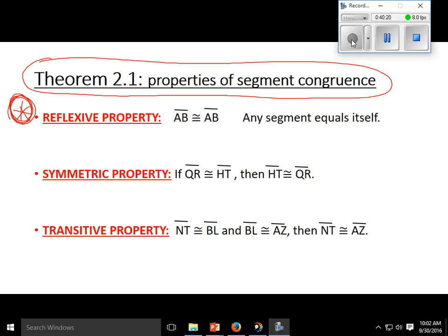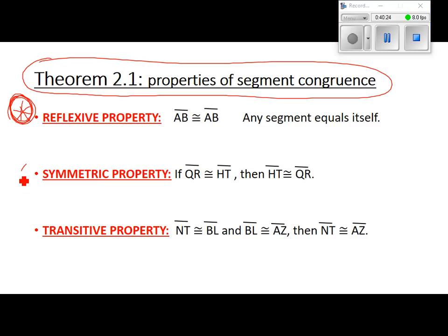Reflexive property again says anything equals itself. What does the symmetric property do? Everything is flipped. You just flip the two sides of the equal sign. Nothing harder than that. Transitive property for segments: one segment is congruent to another segment, that segment is congruent to something else, then what do you know about the first one and the last one? They're congruent to each other.